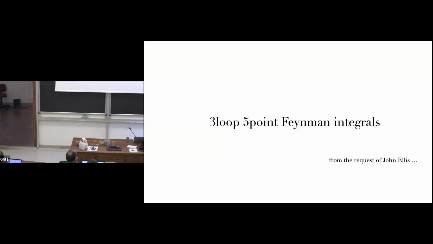I just want to say something about the 3-loop 5-point Feynman integrals. That's actually from a request from Professor John Ellis. Once I gave a seminar talk about the computation of 2-loop 5-point matrix integrals, and then he definitely asked about the 3-loop 5-point Feynman integrals. So this is very complicated, but also related, because if you want to do N3LO 5-point scattering, then you definitely need the 2-loop 6-point input for the infrared cancellation.